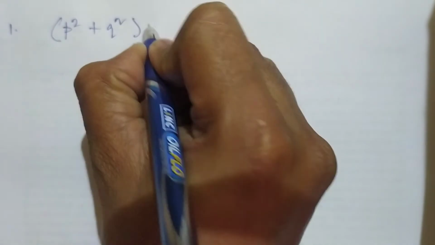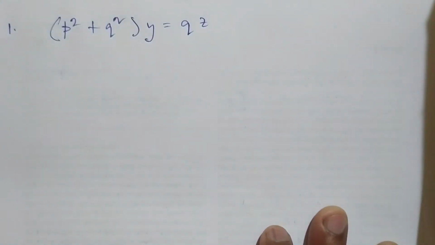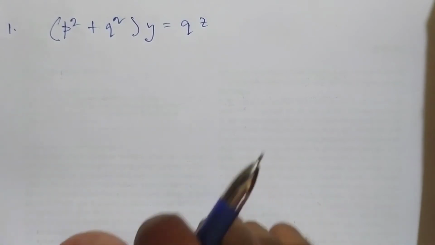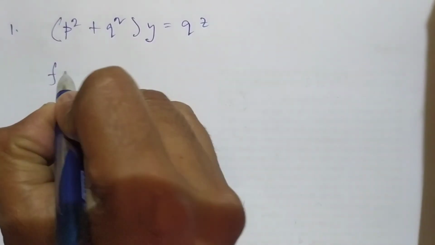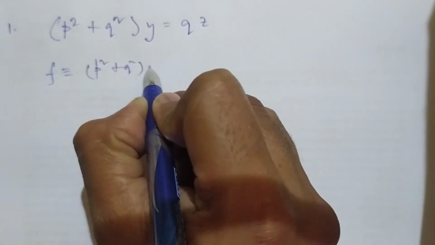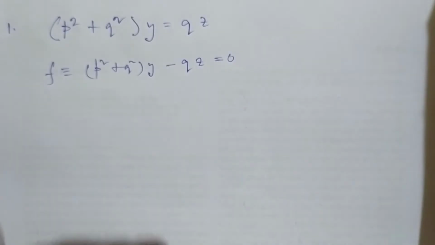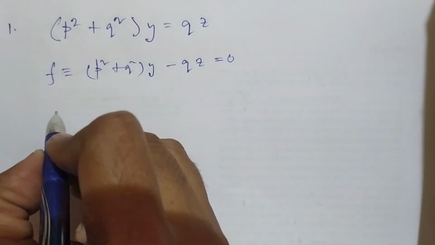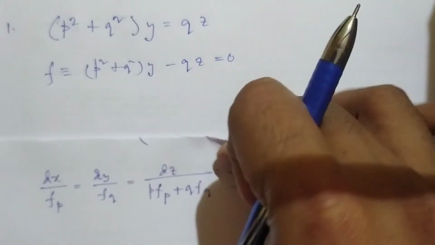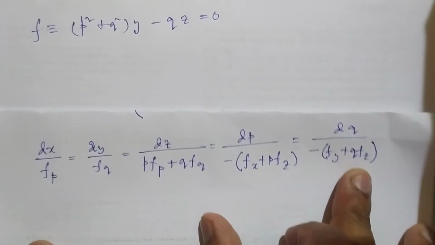Problem 1: (p² + q²) y = qz. Okay, now what we are doing: f = (p² + q²) y − qz = 0. Firstly we will find all these coefficients so that we can solve easily.